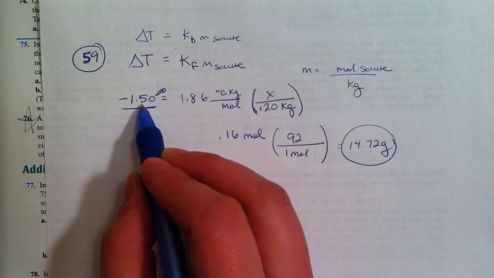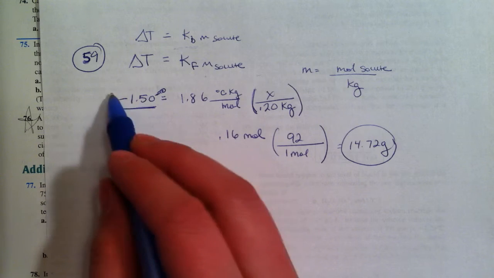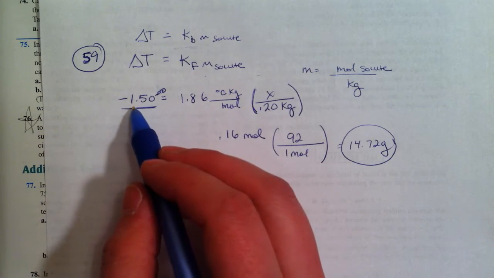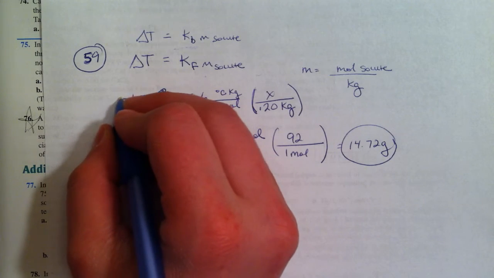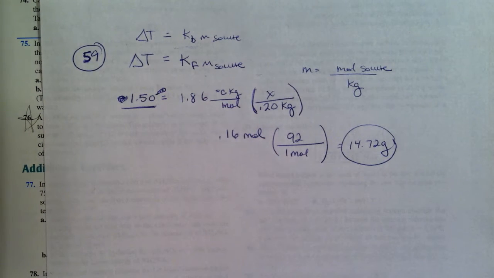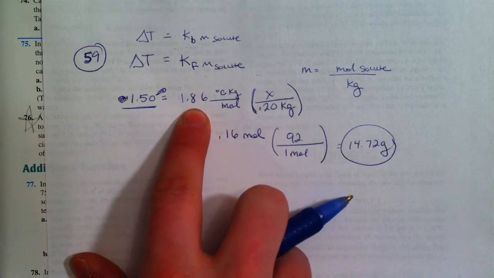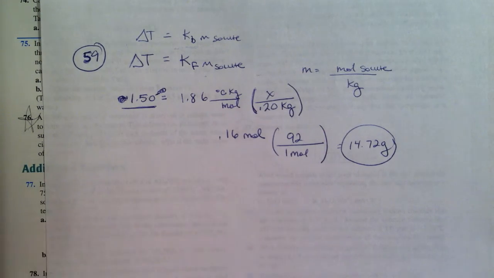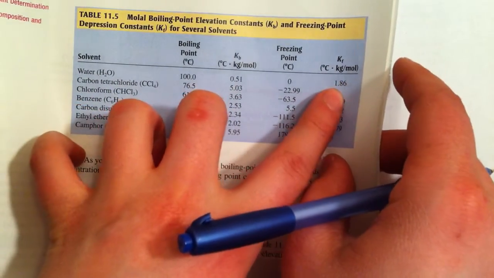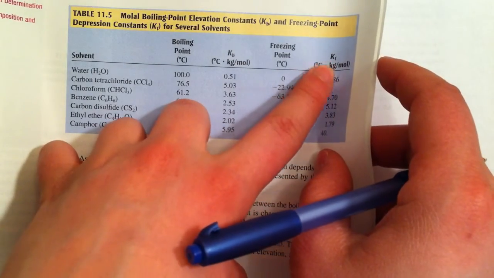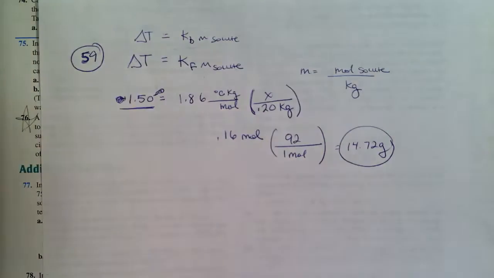at negative 1.5. It normally freezes at 0, so this change is 1.5, and it's going to be the absolute value. We don't really care about negatives in this. I got this value 1.86 from the chart in your book. It's right here on page 505. And there it is, 1.86 for the Kf. I wanted the F because we're talking freezing point.